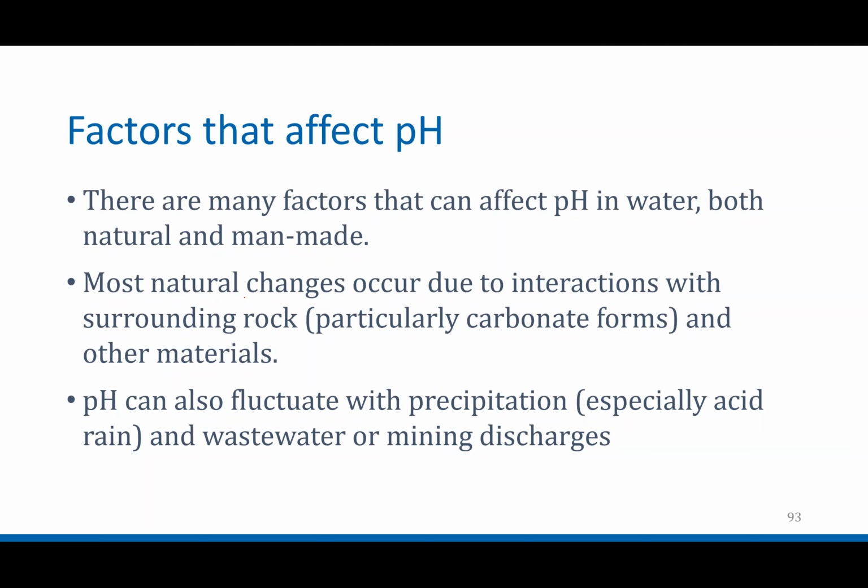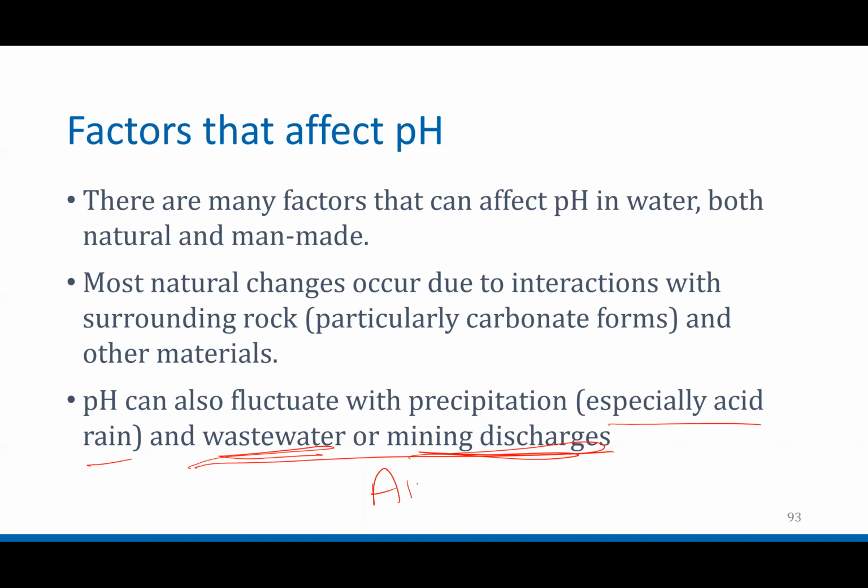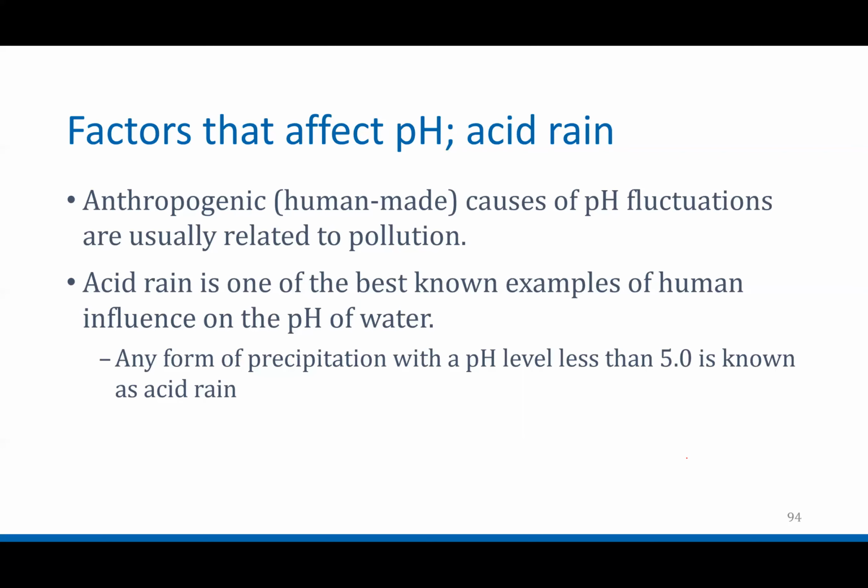pH can also fluctuate with precipitation. And again, this doesn't need to be anthropogenic. Precipitation, the runoff of water, of rocks and surrounding rocks, that can affect pH. But something like acid rain and wastewater or mining discharges, water coming from industrial areas or mining, another industrial process, that can definitely affect the pH. These are your anthropogenic ones. Remember, when I say anthropogenic, I mean human-made. So anthropogenic causes of pH change are usually pollution related.